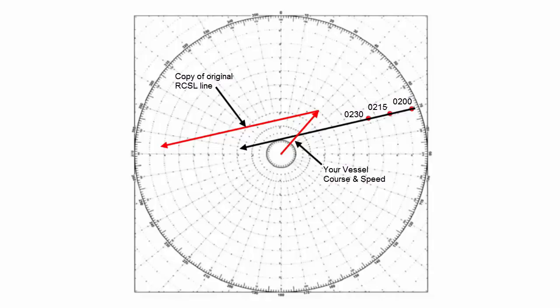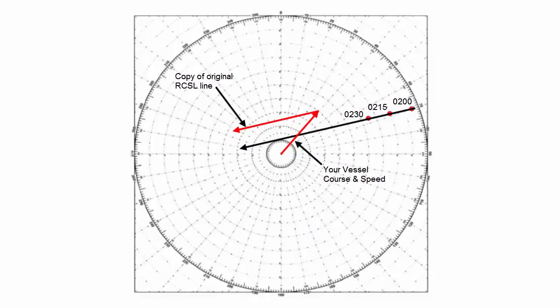Do this by first setting your dividers to a 6-knot speed measured from the center of the maneuvering board in the direction of the 6-knot circle. Now move the divider point to the arrowhead at the end of your vessel's course and speed vector and mark off the 6.0 knot length on the copied RCSL line using the divider pencil as shown.